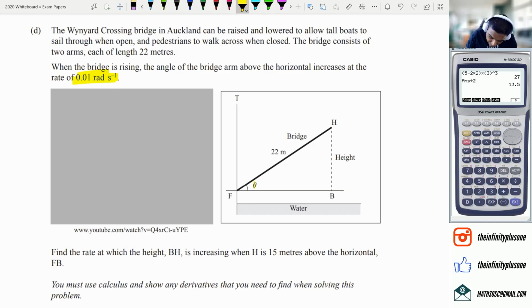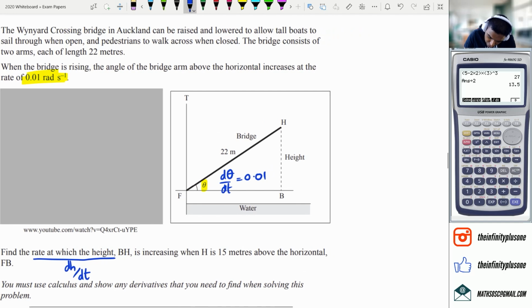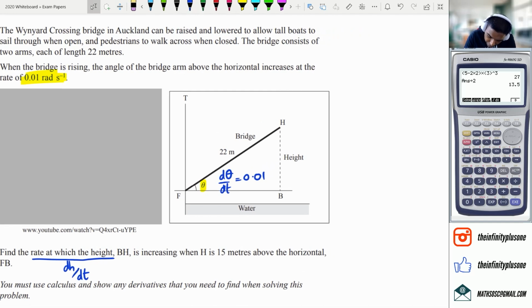Now, that could be this theta here. So we could actually say something like this, d theta over dt equals 0.01. That's the first thing. Now the question says, find the rate at which the height BH is increasing when h is 15. Okay, the moment it says rate and height, we're looking for dH dt. So if you have a look at what we've got here, we are looking for dH dt.